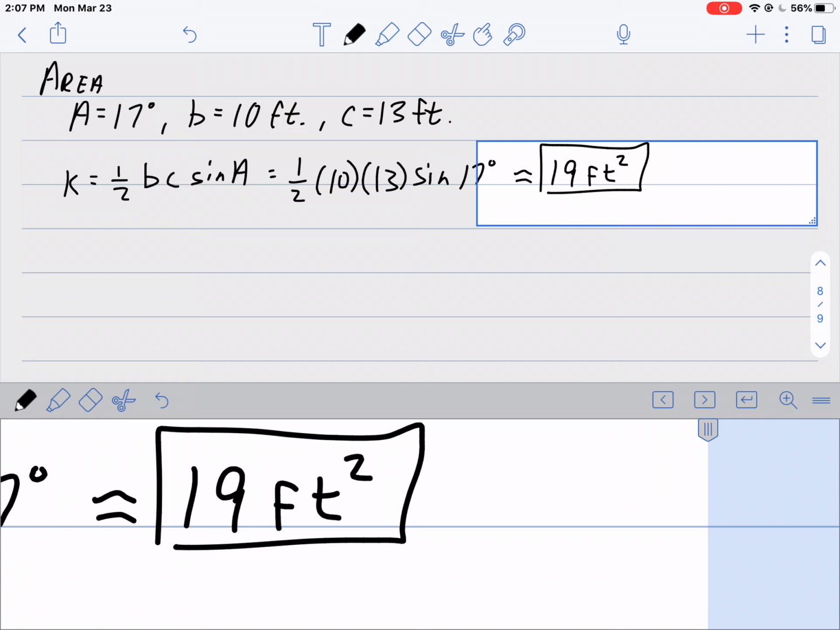Okay. Now, you may have an application that pops up in your homework dealing with the area. That's fine. Find the area of a region. Just make sure the information I plug in are two sides and the included angle.